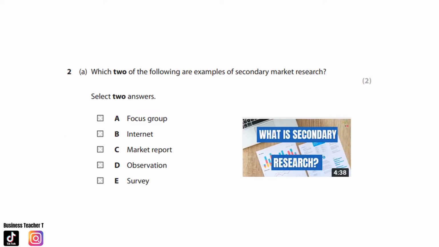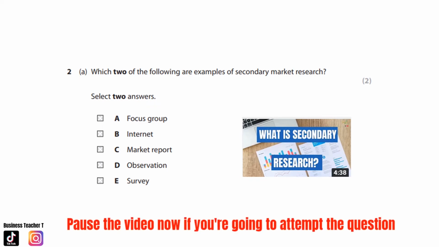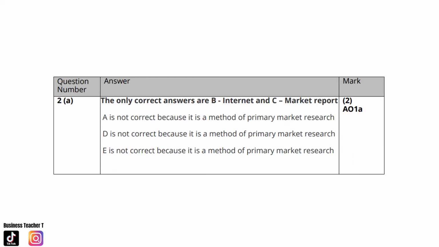Which 2 of the following are examples of secondary market research? Select 2 answers. Focus group, internet, market report, observation, and survey. So choose 2. The correct answers are B and C.